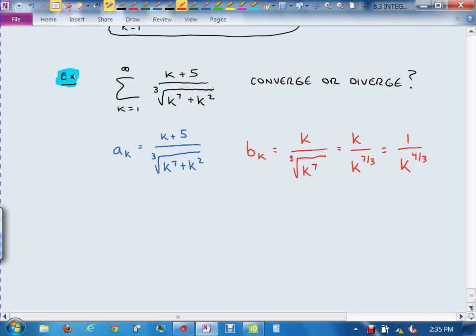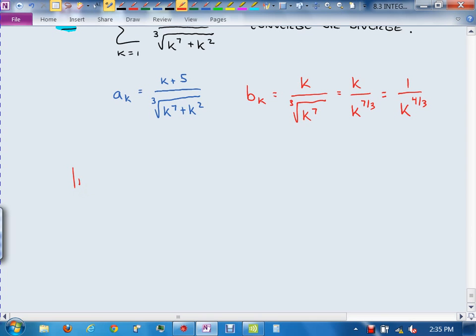Now I need to make the ratio. What I'm going to be doing is taking the limit as k goes to infinity of k plus 5 over the cube root of k to the 7th plus k squared, over 1 over k to the 4/3.